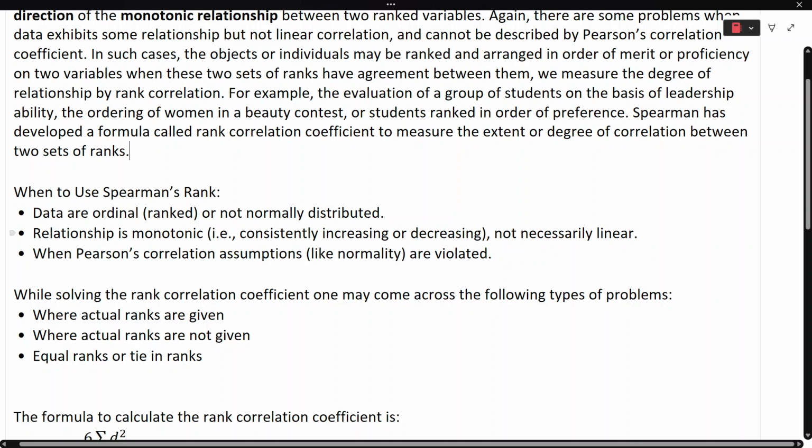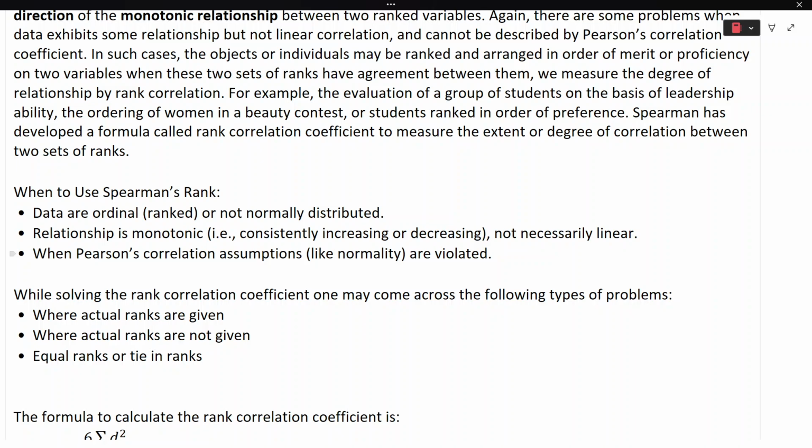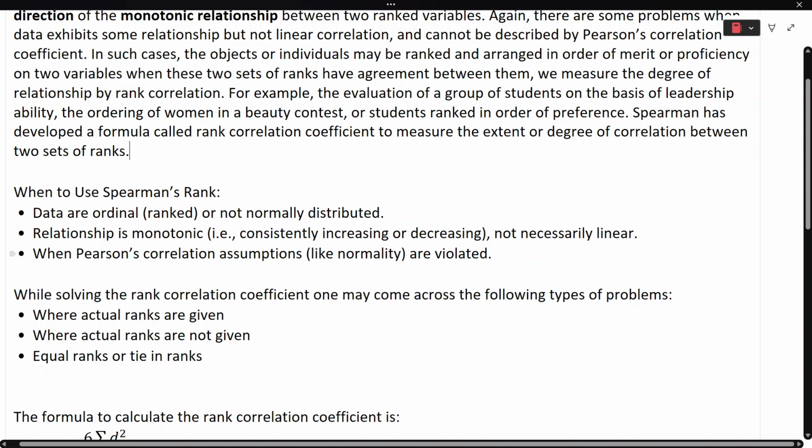The first one is when data are ordinal or ranked, or when data are not normally distributed. The relationship between these variables is monotonic, that's they are consistently increasing or decreasing, but not necessarily linear. Also, when Pearson correlation assumptions like normality and continuous data are violated.